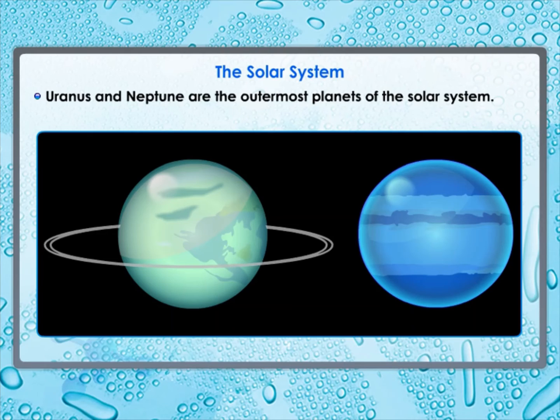The first 4 planets, Mercury, Venus, Earth and Mars, are much nearer the Sun than the other 4 planets. They are called the inner planets. The inner planets have very few moons.